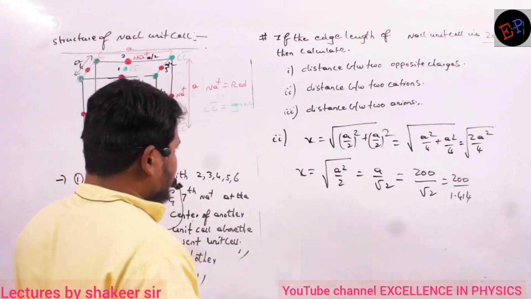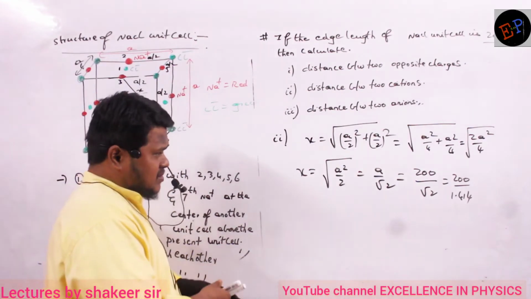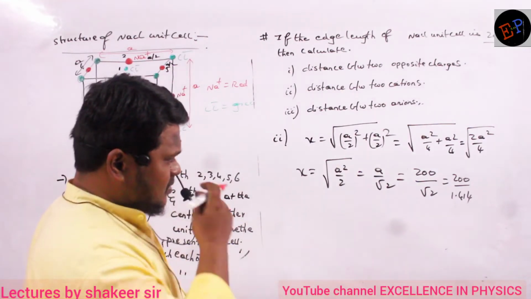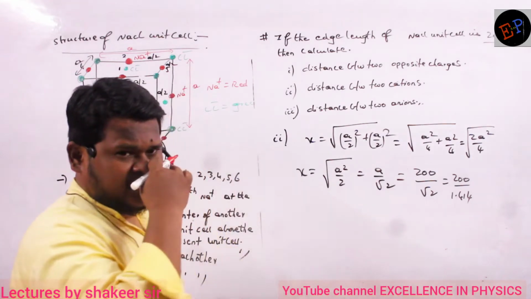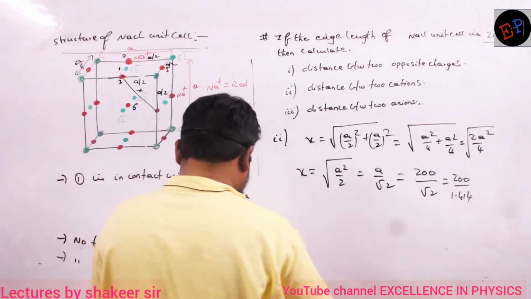Now see, let us see. So I too don't know what the answer is. I think for that also it will be a by root 2. Let us see. Okay?